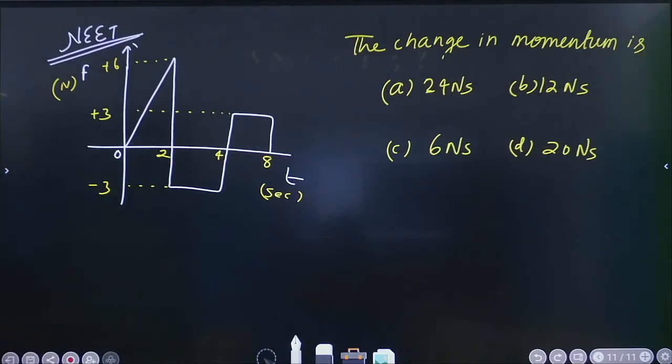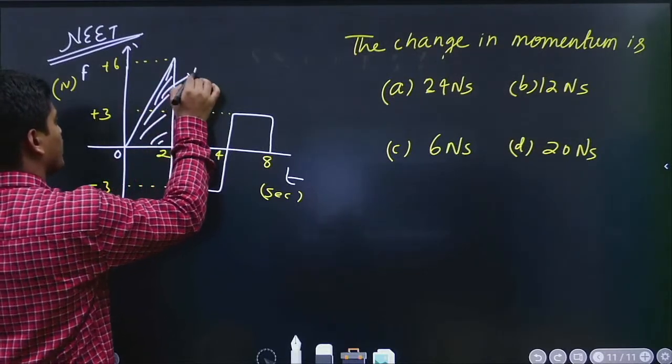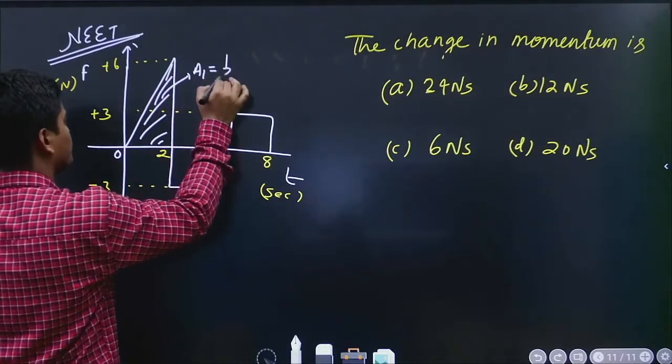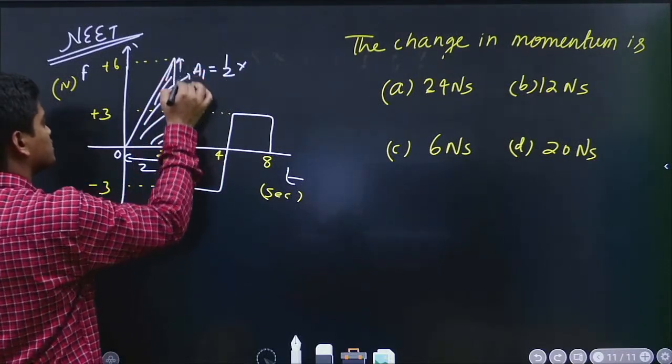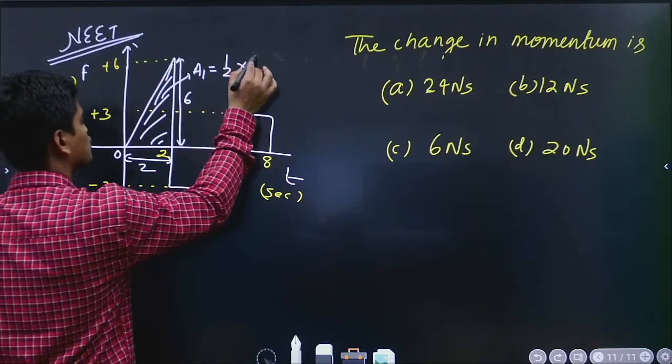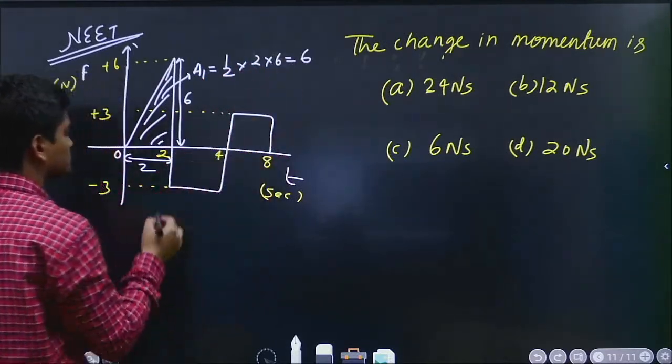Okay, now listen here. If I check this area, it is actually a triangle. This area equals A1. So how much is it? Half into base. This is the base, 2. And the height, this is the height, it is 6. So half into 2 into 6 is coming 6. So it is a positive 6.